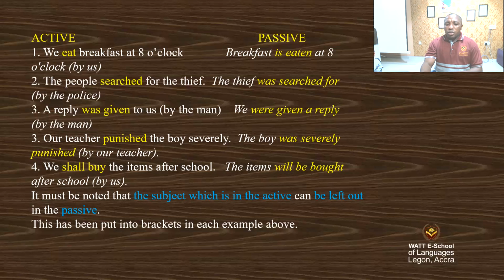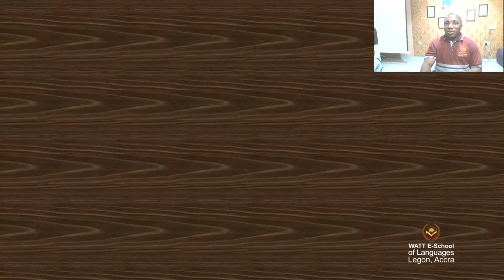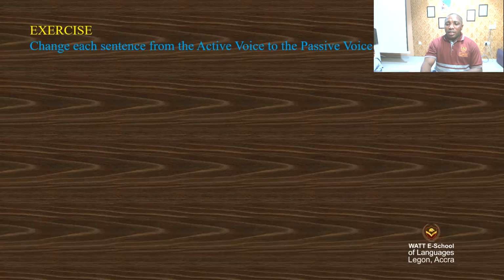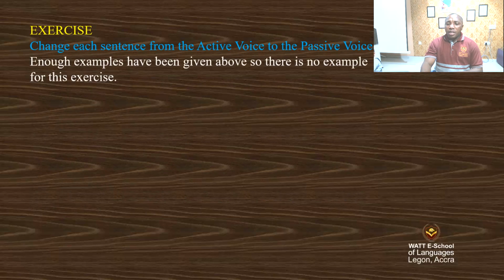This has been put into brackets in each sentence. I just explained, so you can know the passive. Let's have one activity just to get better understanding. You're going to practice. Exercise. Change each sentence from the active voice to the passive voice. Enough examples have been given above, so there's no example for this exercise. Because of the examples before you came here, we are not going to provide any example. You can refer to those examples.